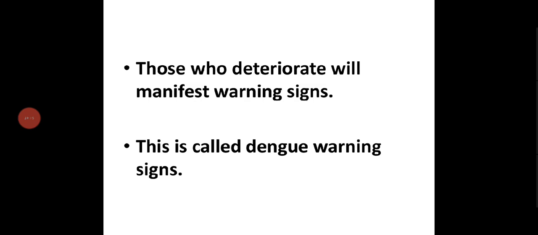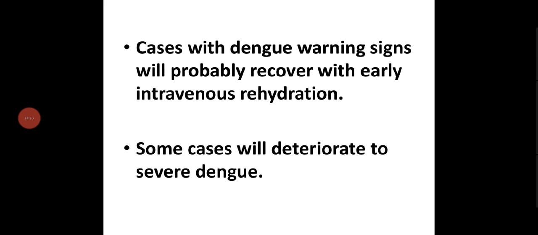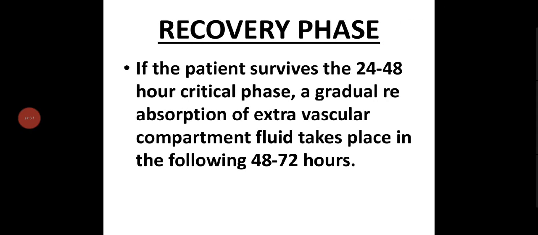Those who deteriorate will manifest warning signs. This is called dengue warning signs. There will be warning signs when the patient deteriorates. Cases with dengue warning signs will probably recover with early intravenous rehydration. When we get warning signs, if we start hydrating the patient, he will get okay. Some cases will deteriorate to severe dengue.